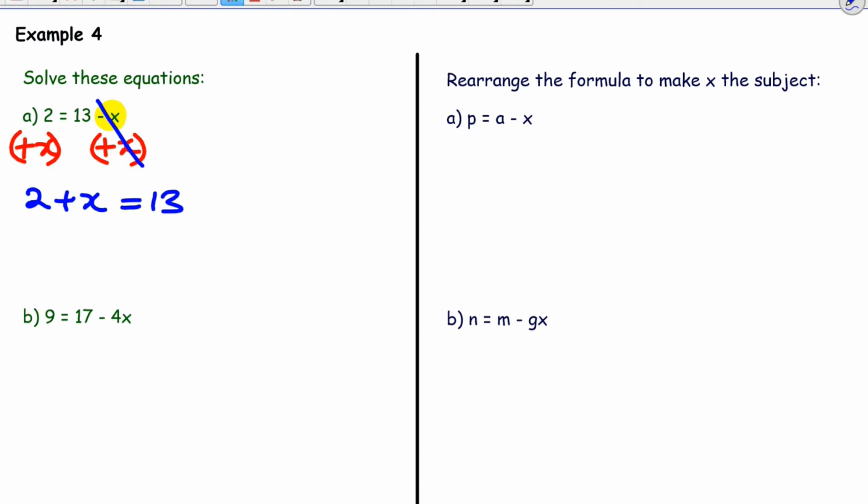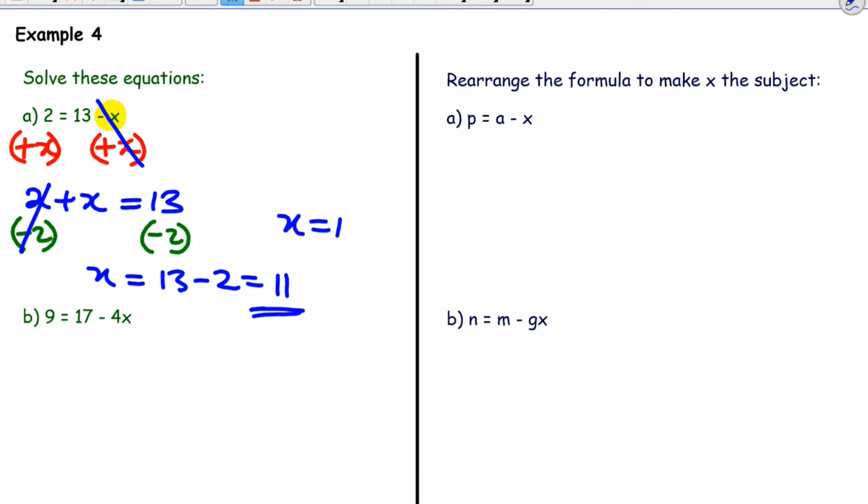Okay? So the next step is similar to the previous examples. Subtract 2 from each side. So 2 minus 2 will be equal to 0. So x will be equal to 13 minus 2, which will be equal to 11. So x is equal to 11. Okay? We can apply the same process to the right. So starting by adding x on each side.